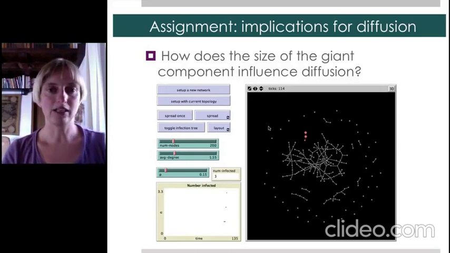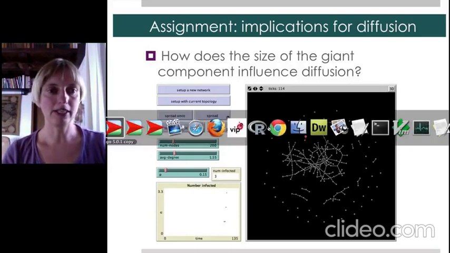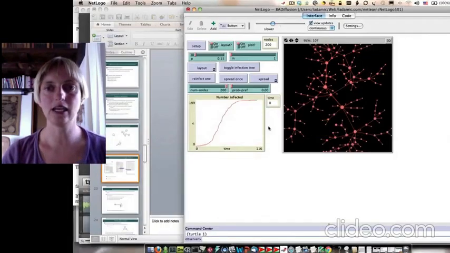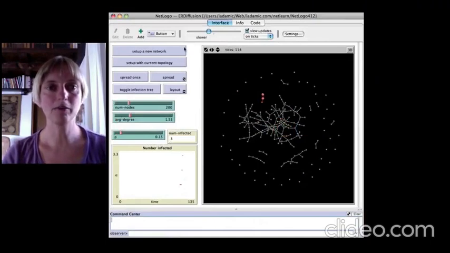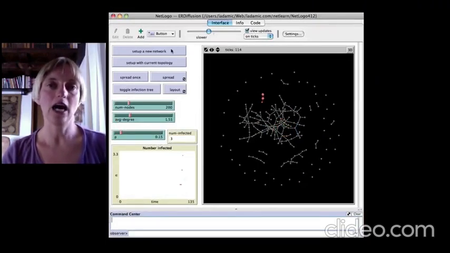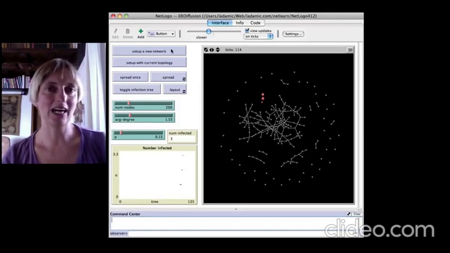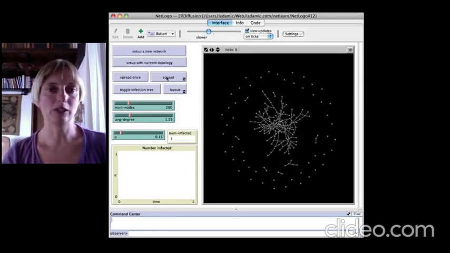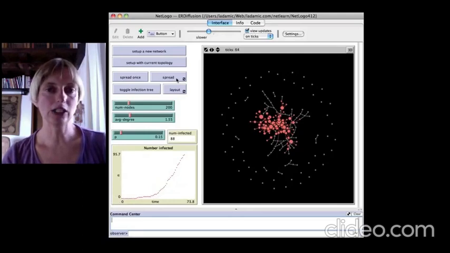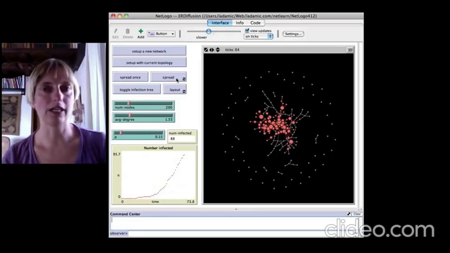So the one part of it will be looking at the Erdős-Rényi random graph, and here you'll be looking at what does it mean to have a giant component that doesn't occupy the whole network for how disease is going to spread. So you're going to have one node infected, and then that one node is going to start infecting others, and then those nodes are going to infect others in turn, and you'll see what happens.